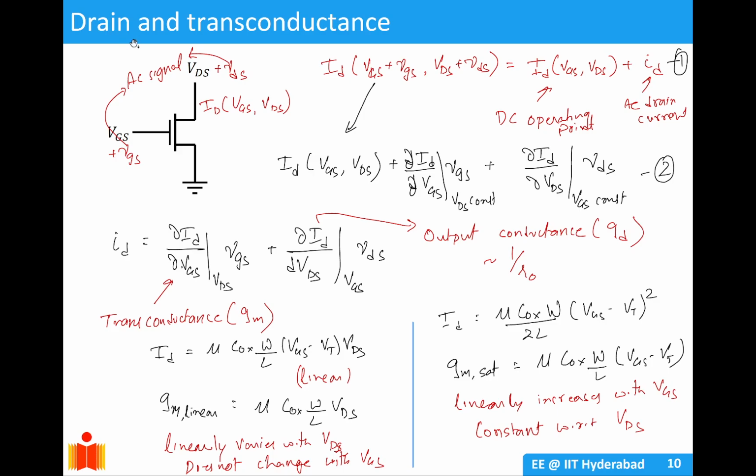Then we talk about drain conductance and transconductance.